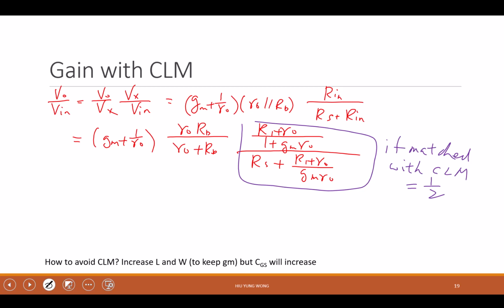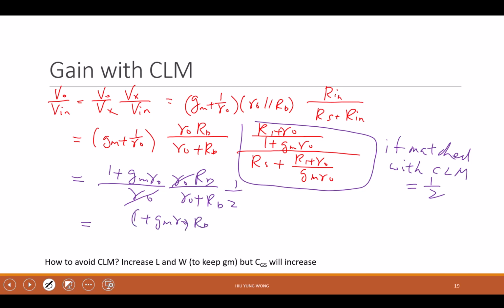So the gain is still the same, right? So it is going to be 1 plus GM R0 divided by R0, RD divided by R0 plus RD, times 1/2. Okay? So with this, then you will get 1 plus GM R0 times RD divided by 2R0 plus RD.